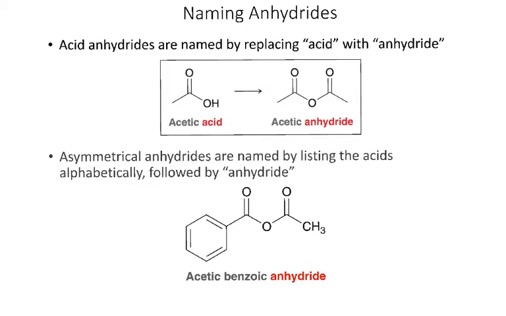If we have asymmetric anhydrides, so each carboxylic acid group is not identical, then just name each group and end it with anhydride. This would be acetic acid, and this would be benzoic acid. We'll put them in order alphabetically, so this would be acetic benzoic anhydride. Or if instead of using acetic, I used ethanoic, it would be B comes before E, so it would be benzoic ethanoic anhydride.